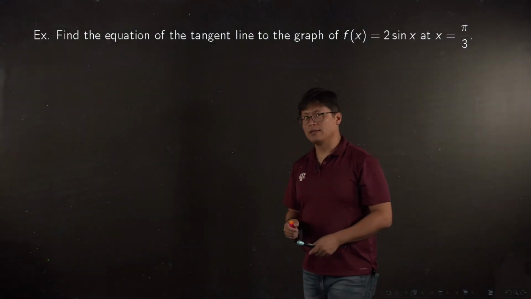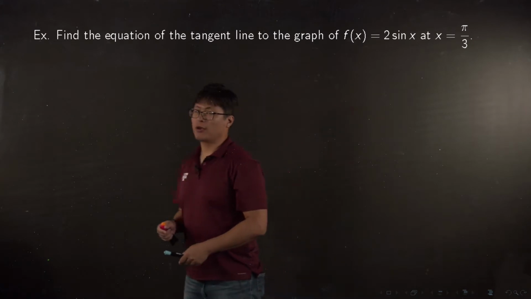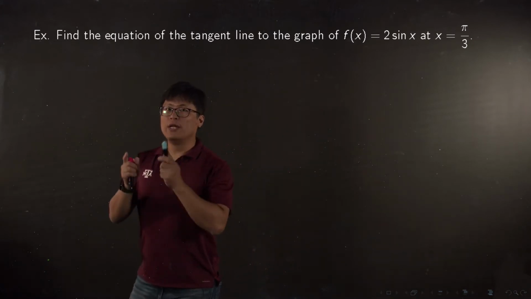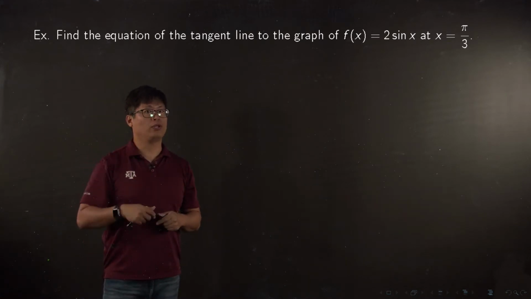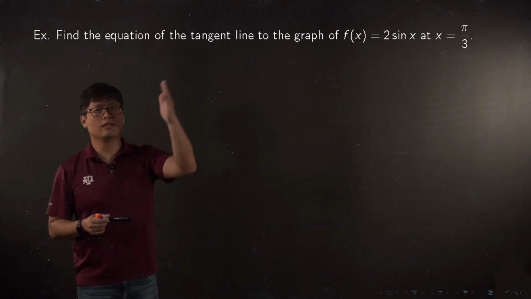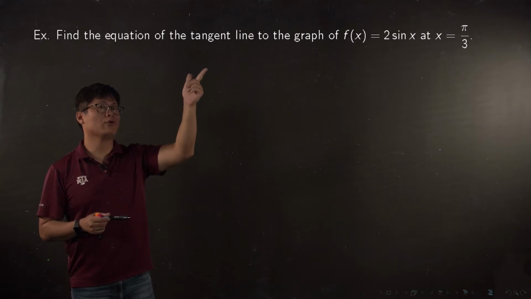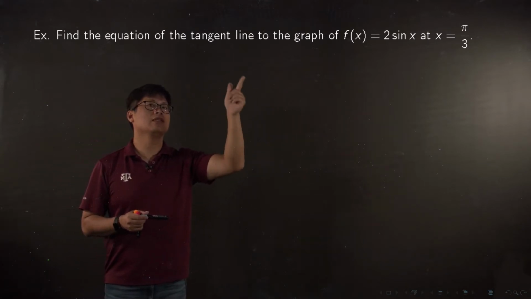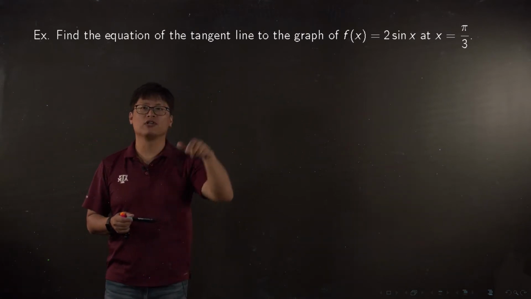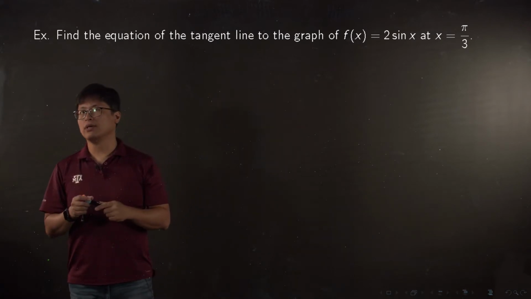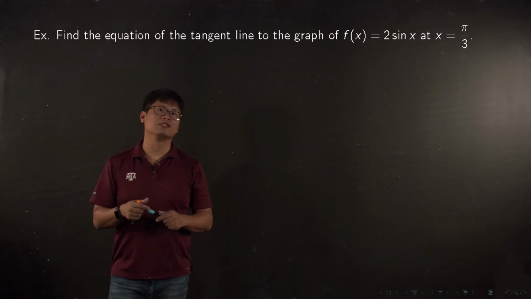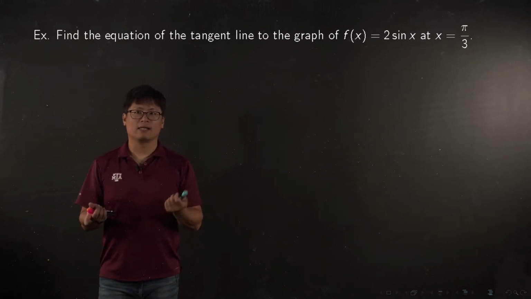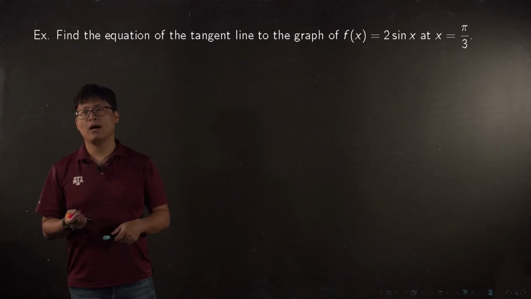Let's talk about another equation of tangent line problem. As I told you, we need only two pieces of information to solve this problem. The first one is the point. Like in general, your x value is given, then by plugging your x value into your function, you can find the y component as well. That is the point. And the second piece of information is the slope of the tangent line, which is exactly f prime of pi over 3.